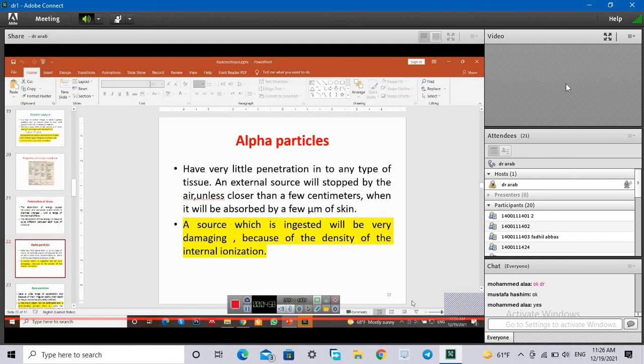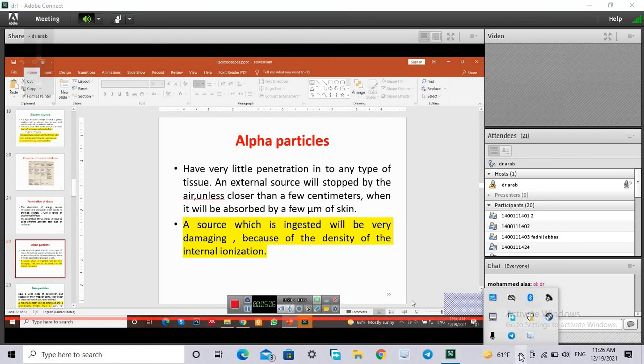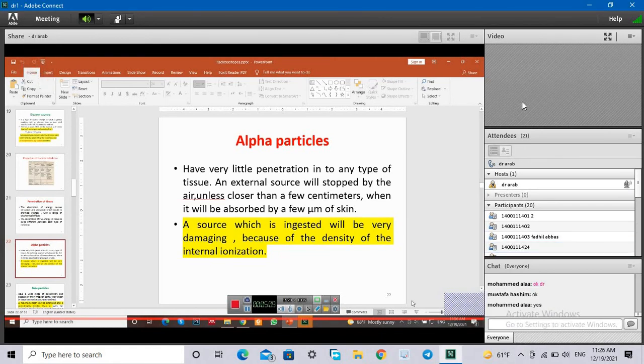So the penetration rate of this particle is very, very low because it deposits its energy in a very, very small distance. When an alpha particle interacts with tissue, it will be absorbed by, for example, as you can see in this slide, a micrometer of skin.